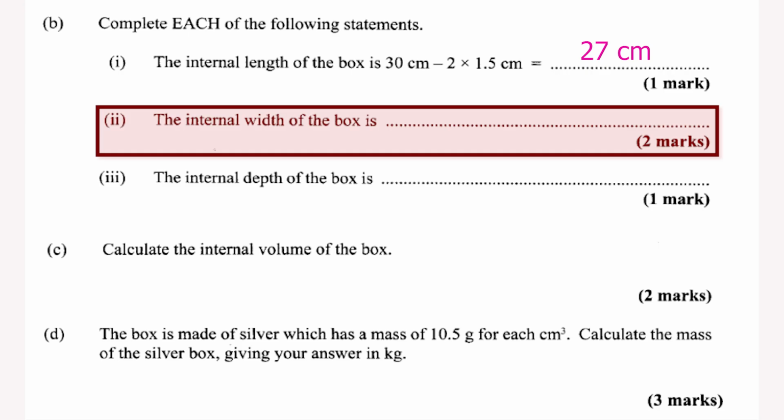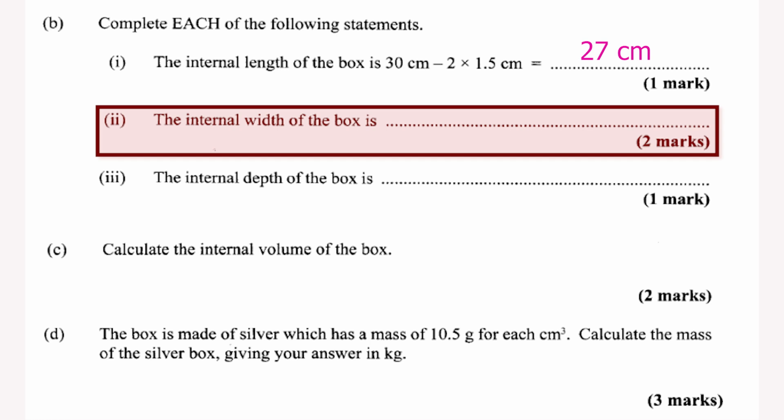Let us now look at part 2 of B. Remember from part 1 of B, we said the internal length was equal to 30 centimeter minus 2 times 1.5 centimeter. The 30 centimeter there represented the external length, and the 1.5 centimeter represented the thickness on each side of the box. Now, the internal width of the box would be calculated using a similar expression.